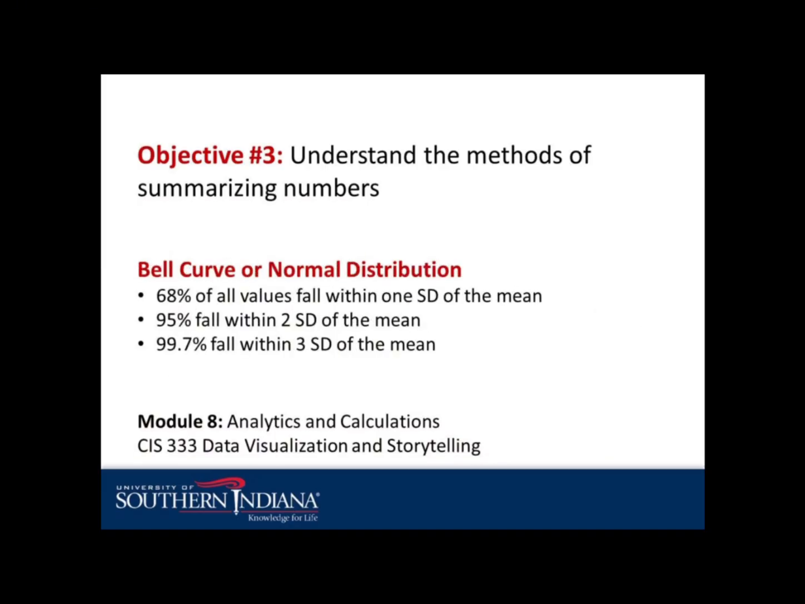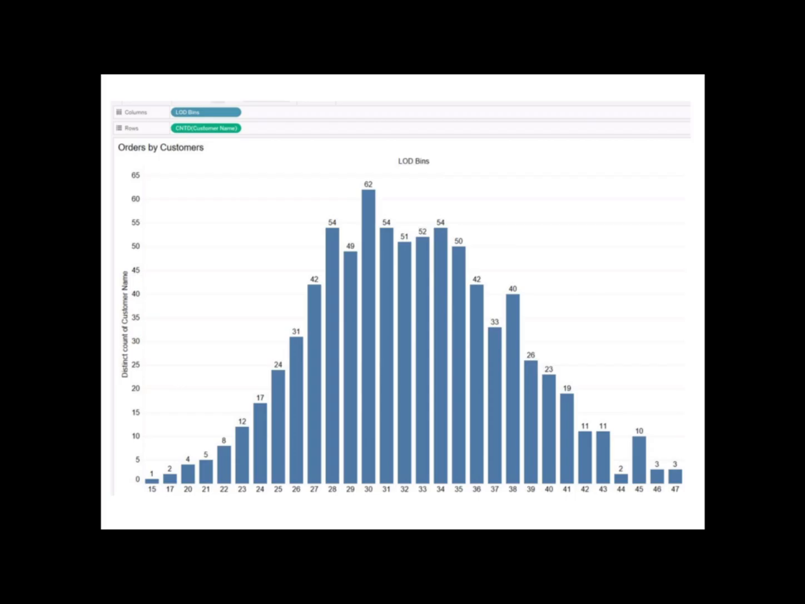Now, a side note, if you have a bell curve, that's the representation of a normal distribution. So 68% of your values fall within one standard deviation of the mean. 95% fall within 2 standard deviations. 99.7% fall within 3 standard deviations. And this isn't a perfect bell curve. It's not a perfect normal distribution, but it kind of gives you an idea of how it looks.